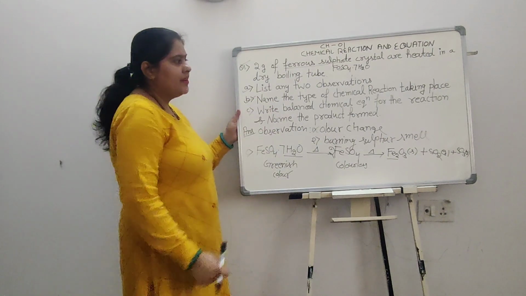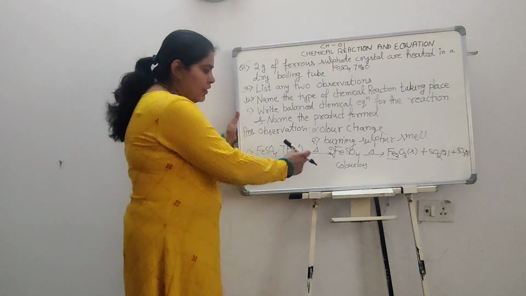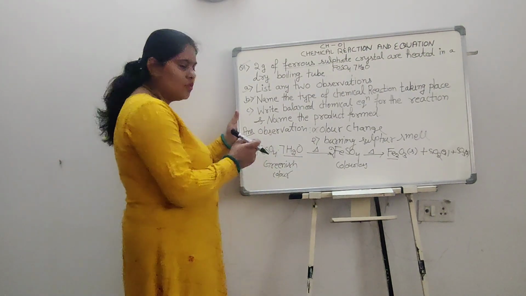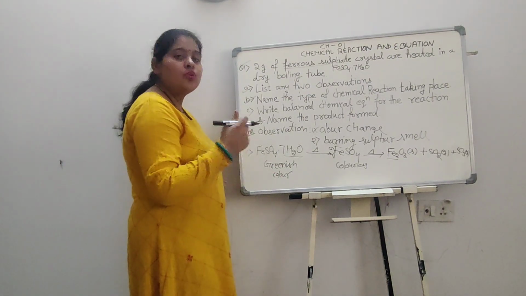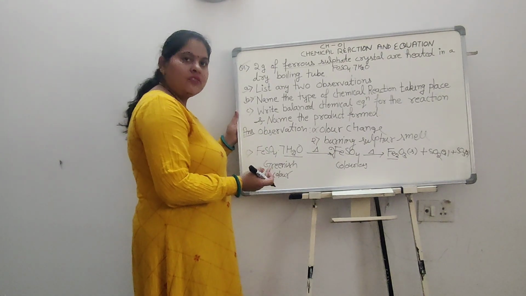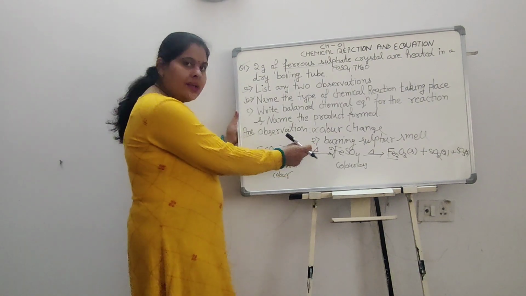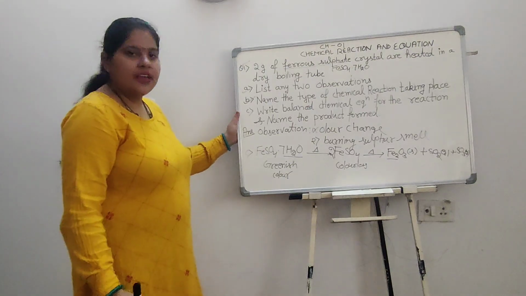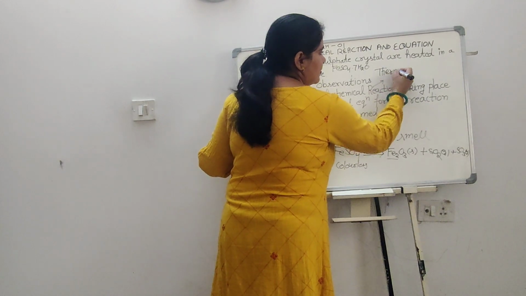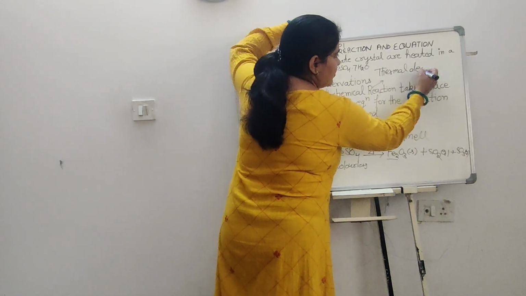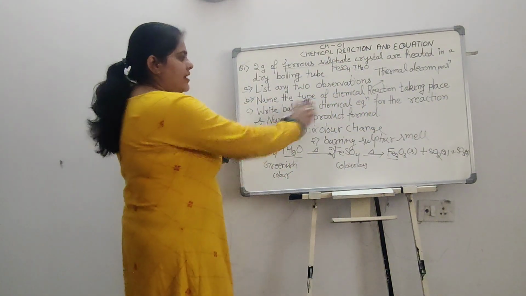Second, name the type of chemical reaction taking place. This is a thermal decomposition reaction. How is it a thermal decomposition reaction? What is the definition of a thermal decomposition reaction? When a single reactant breaks down into two or more simpler products, that is known as a decomposition reaction, and in this reaction the decomposition is carried out by heat. That's why this is an example of a thermal decomposition reaction. Now write the balanced chemical equation.